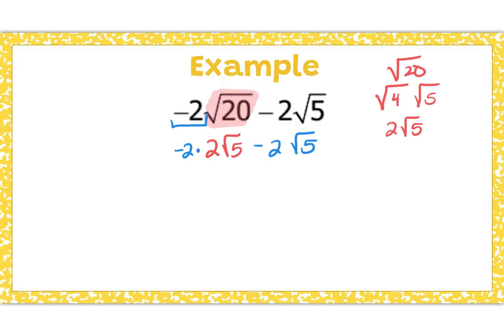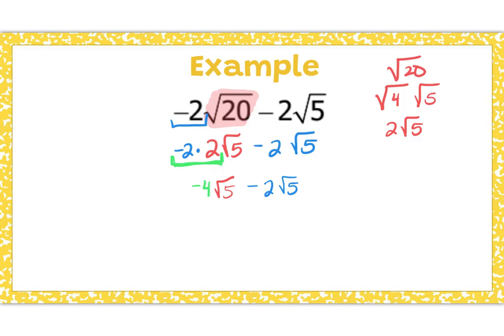So now I'm going to multiply my coefficients. So -2 times 2 gives me -4. And I'm going to keep square root of 5 because I can't make that smaller. Then I have -2 square root of 5.